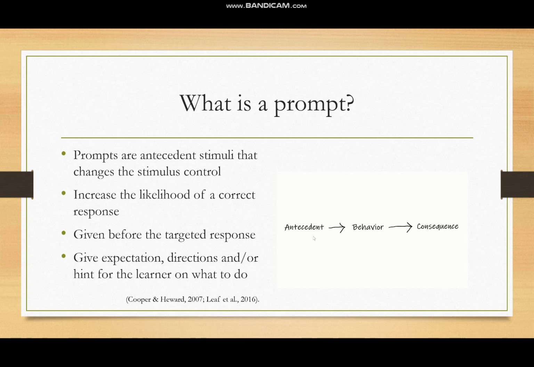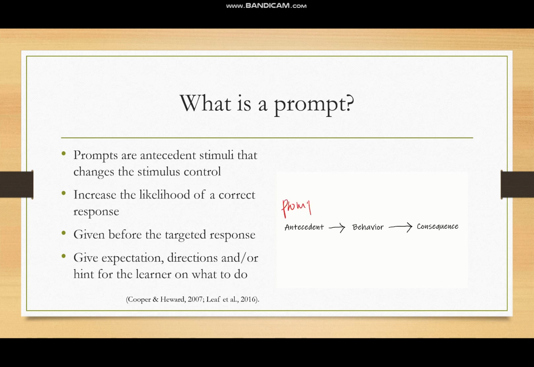For example, the antecedent can be a child saw a bird. The behavior is that he says bird. And the consequence is that his mom says good boy. In this case, it's a praise, which is a positive reinforcement that increases the likelihood of the behavior.